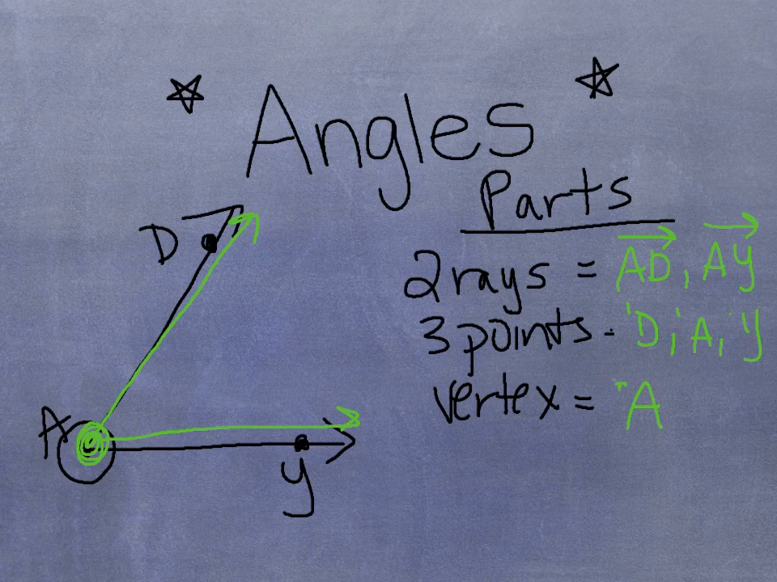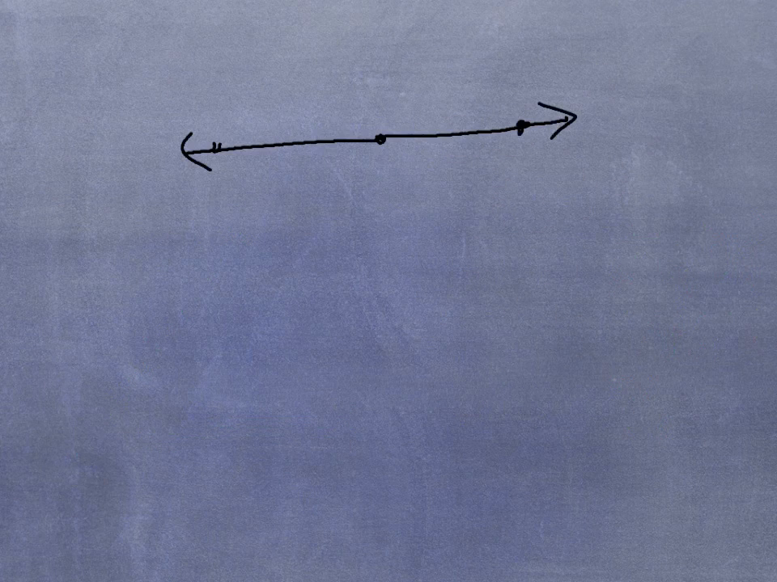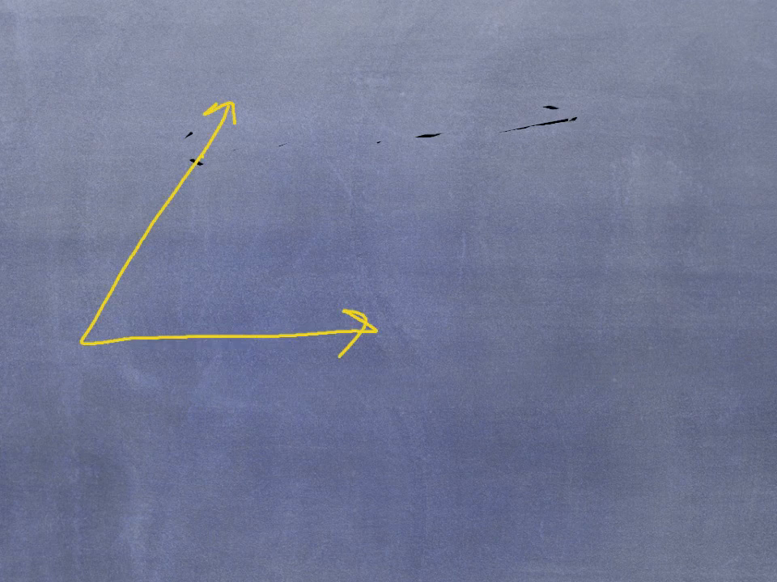Now, how do you name an angle? What is the proper notation? Okay, we're going to come back here. Let's get rid of this. We don't need this anymore. Okay, for an angle, you can actually name the angle 3 different ways. So we're going to go back and draw the angle DAY again. So we have D, A, and Y.